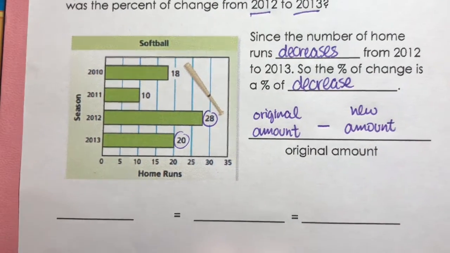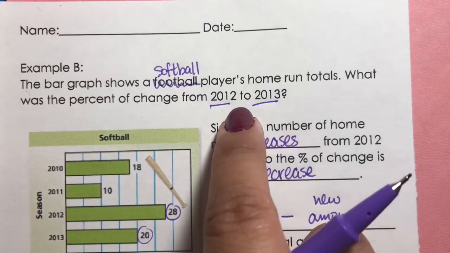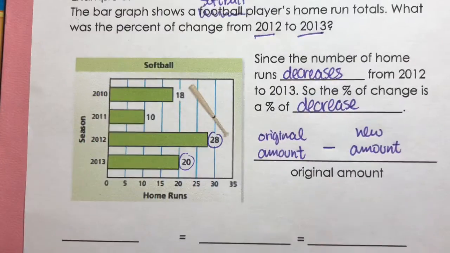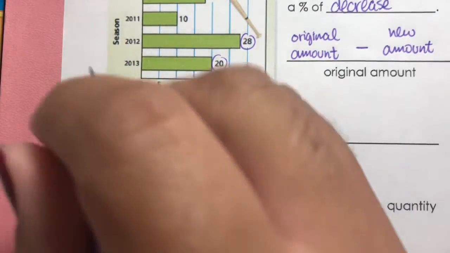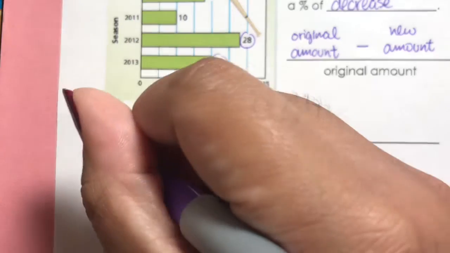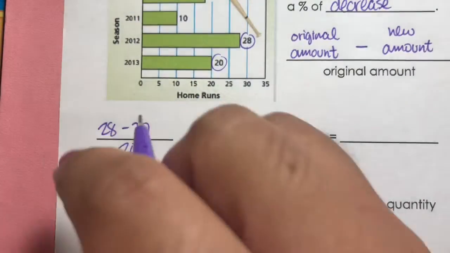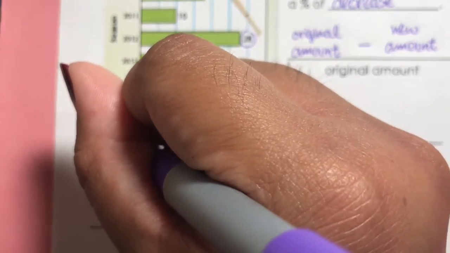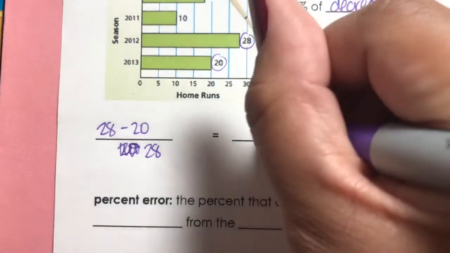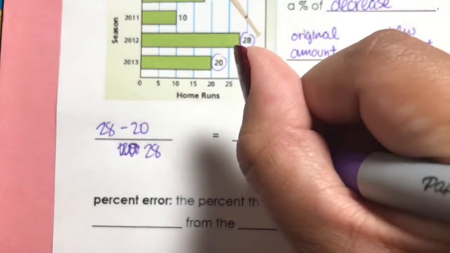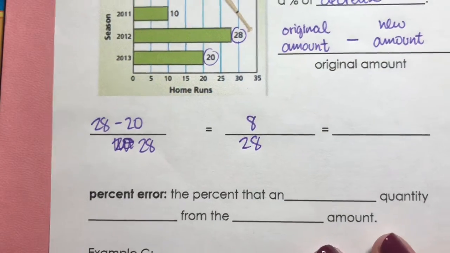So for these numbers, we're looking at the percent of change from 2012 to 2013. So we take the original amount. So the original amount is 28 minus the new amount, which is 20, all divided by the new amount, which is, again, or not the new amount, so I apologize, by the original amount. I'm just going to cross that out. Okay, so 28 minus 20 is 8, divided by 28. Remember, it's all divided by the original amount.